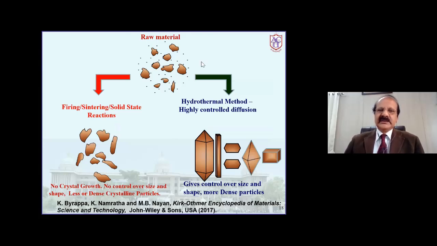And the advantage of the hydrothermal technique is shown here. If you take the raw materials, which are amorphous, less crystalline, and not dense, using the conventional firing or sintering or solid-state reactions, you can get irregular particles, maybe less dense, less crystalline. And you cannot have any control over the crystallinity or the morphology or the density. But when you come to the hydrothermal technique, because of the highly controlled diffusion, you can get such beautiful particles. Any desired shape you can give, any desired size you can give, and also any desired surface chemistry you can introduce to these nanoparticles. That is the beauty or advantage of the hydrothermal technique.